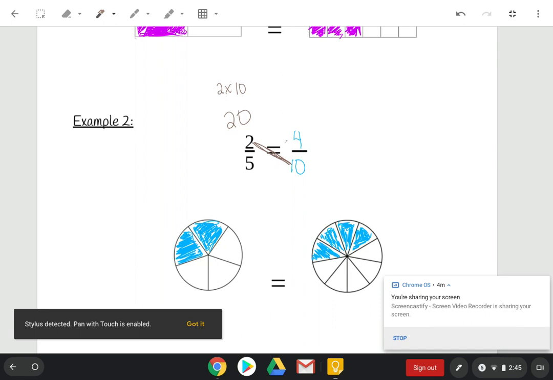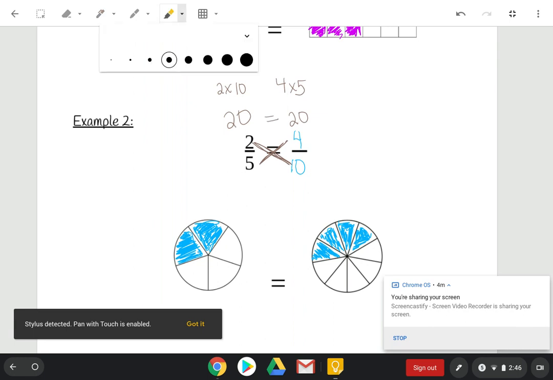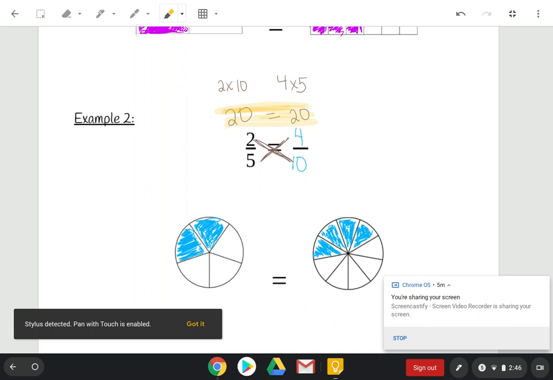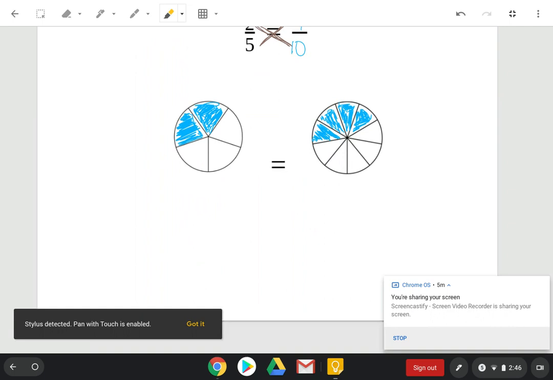Let's draw the other arm of the cross. We have 4 times 5. What is 4 times 5? It's 20, right? 4 times 5 is 20. Wow, that happened again, right? We took the cross products, and those products were equal. That's the point that I need you to see. That's very important, and it's going to be very helpful to us when we are solving proportions.